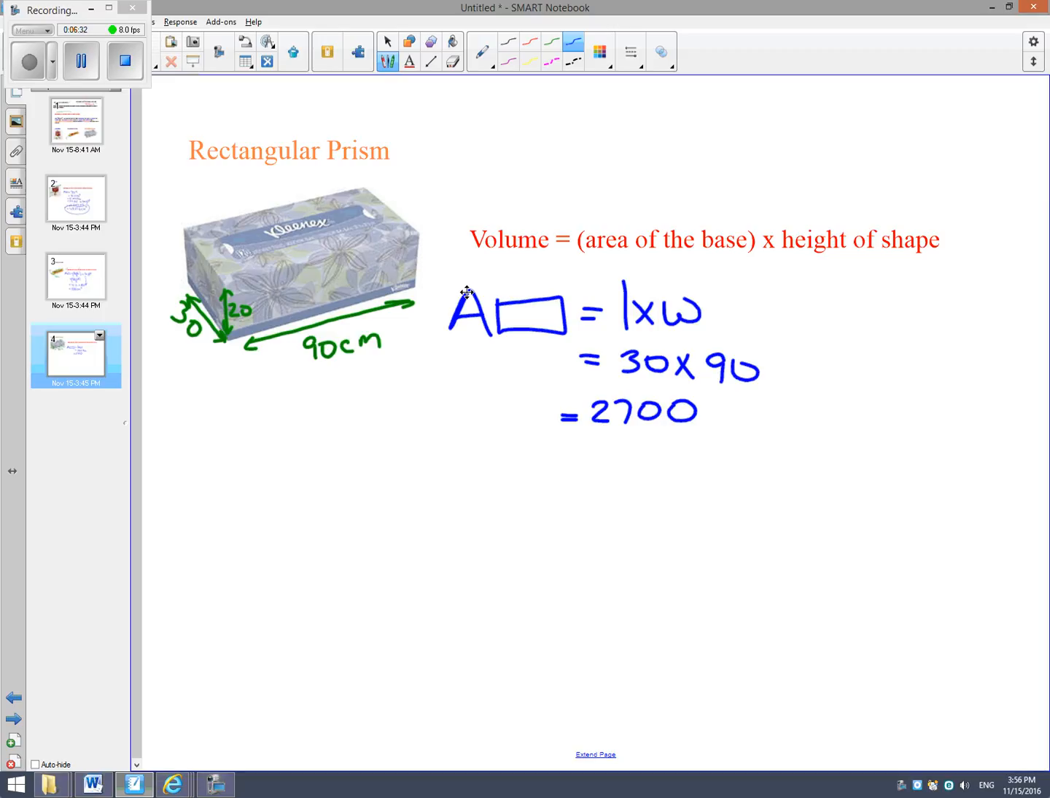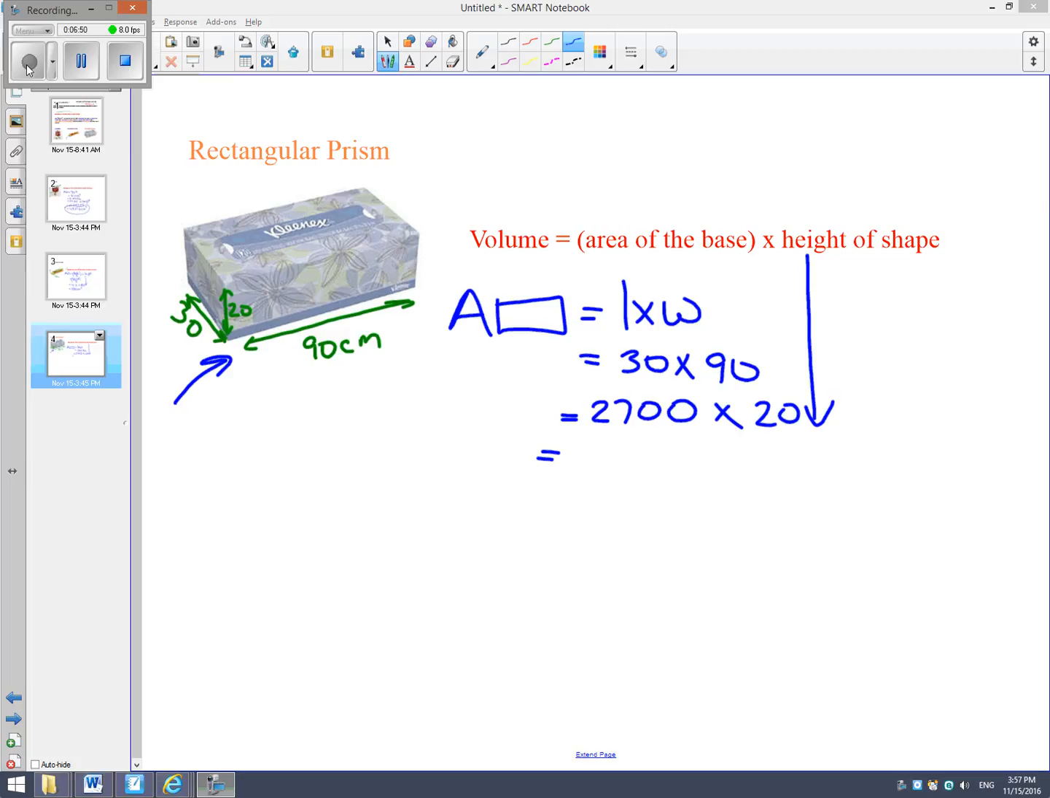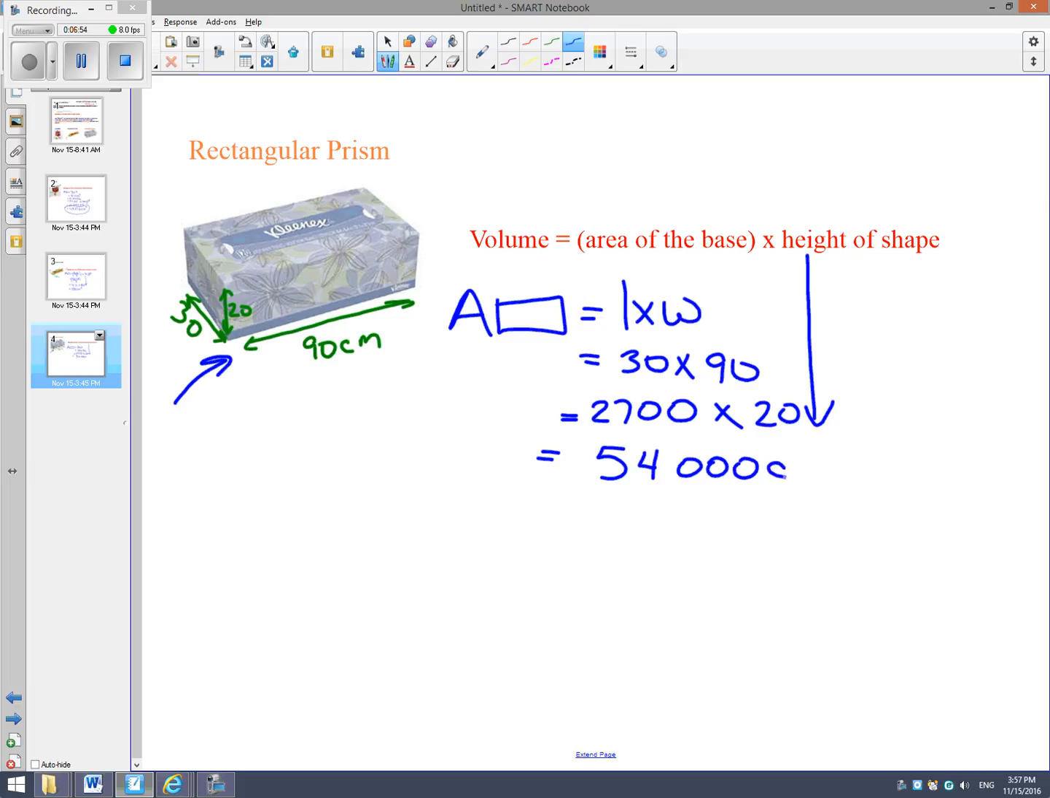That's just the area of the base, but remember I have to multiply that by the height of the shape. And if I was to use the base here that it's sitting on, the height that's left over is 20. So I will have to multiply that by 20. Those multiplied out together is 54,000 centimeters cubed. It means if this was the shape of the box, we could fit 54 thousand of those centimeter cubes inside that box.